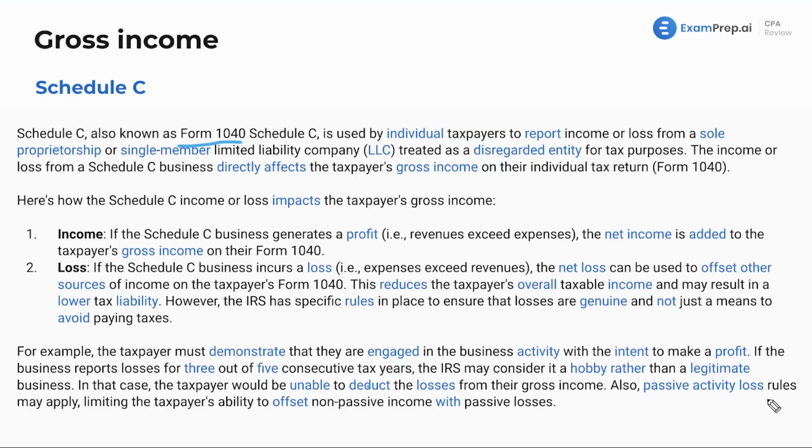Also, passive activity loss rules may apply, limiting the taxpayer's ability to offset non-passive income with passive losses. That's something we'll see in later lessons as well. Passive income has different rules, for sure, dealing with the mom and pop exception, dealing with net operating losses, any passive deductions, and losses.